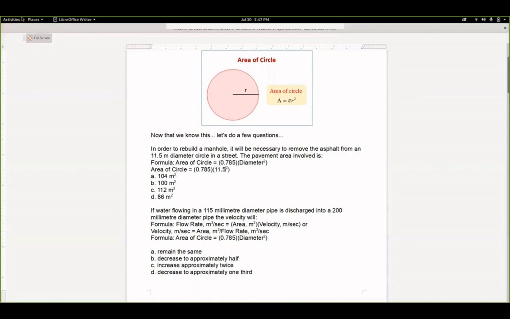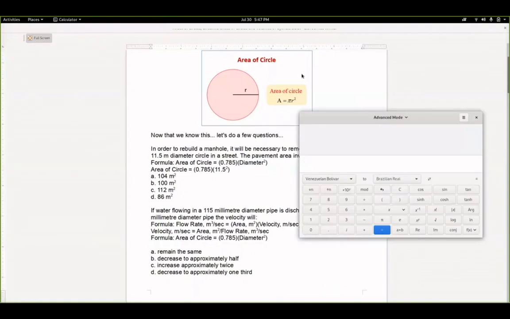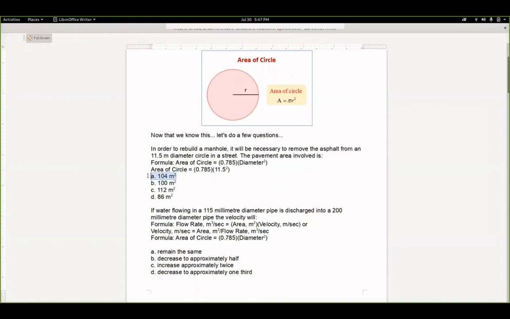And then we use our calculator. And we have 11.5 times 11.5 times 0.785. And we get 103.816 and so on. So the closest square meters to that for the answer will be 104, which is answer A.